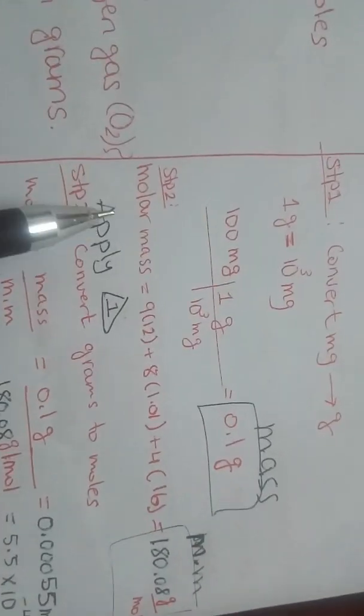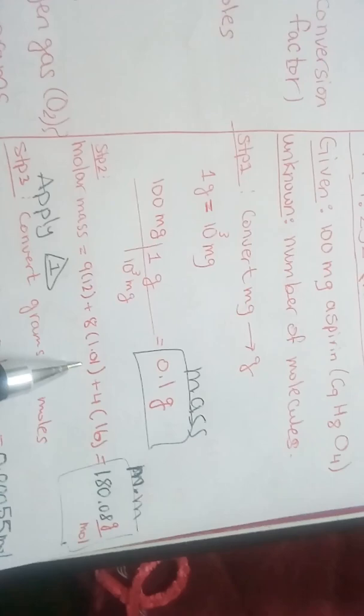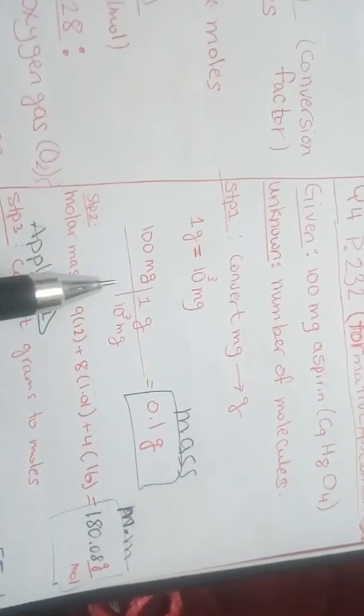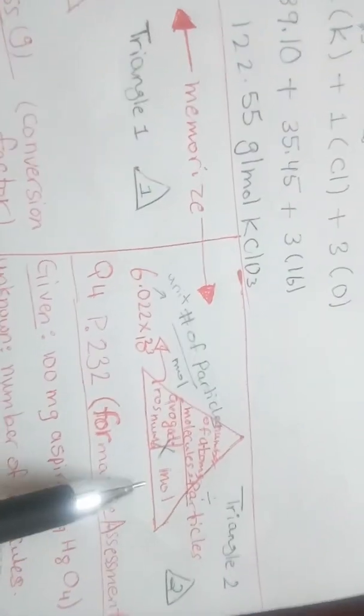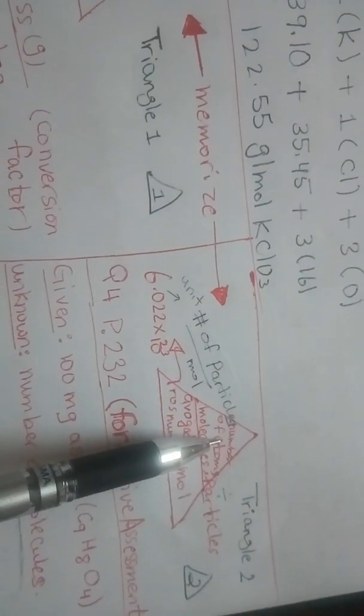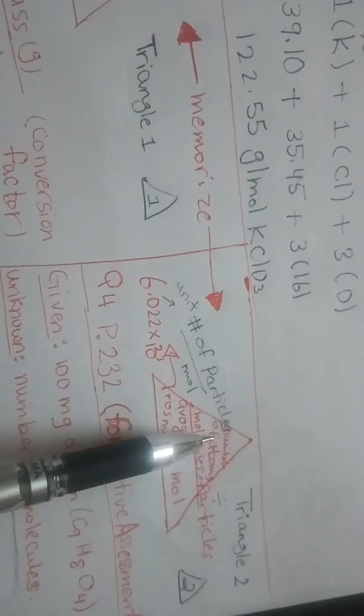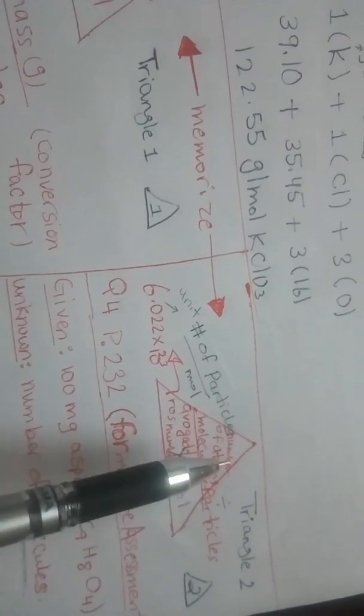Step two is finding the molar mass. Now, as you can see here, we're asking for number of molecules. So you're going to go ahead and say, I'm going to work on triangle 2. This is what I need to find, and I have Avogadro's number. So these two have to be known.